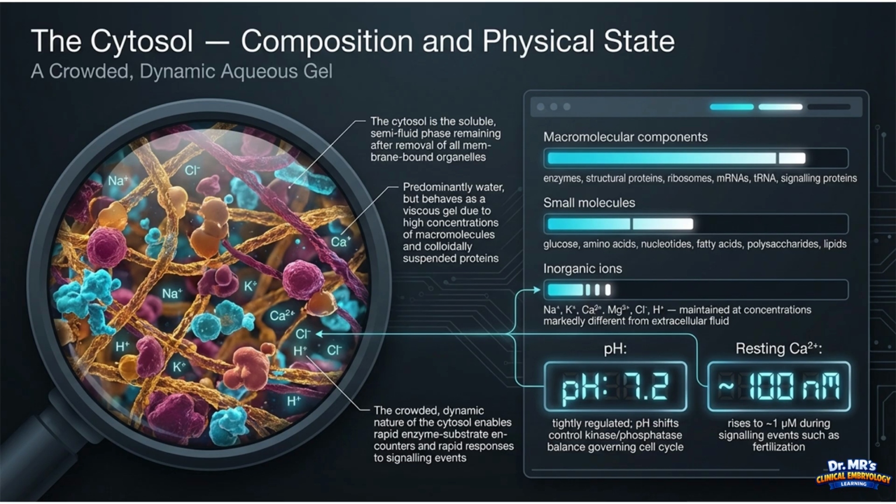Then there are the inorganic ions, and here we need to be precise because some of these ions are the actual regulators of the most critical developmental events we care about. Sodium, potassium, calcium, magnesium, chloride, and hydrogen ions are all present in the cytosol at concentrations that differ markedly from the extracellular environment, maintained by active transport proteins in the plasma membrane.